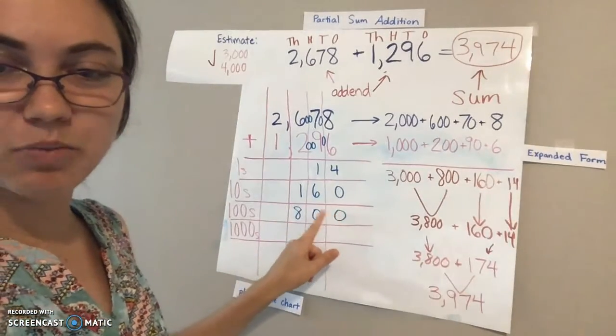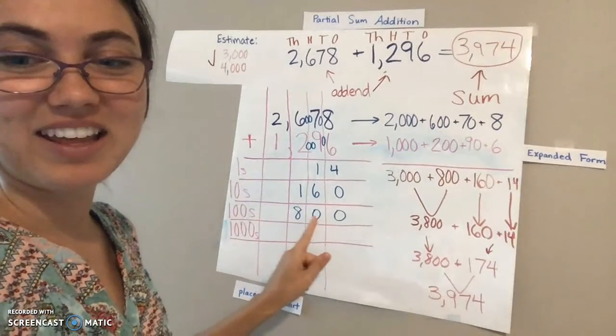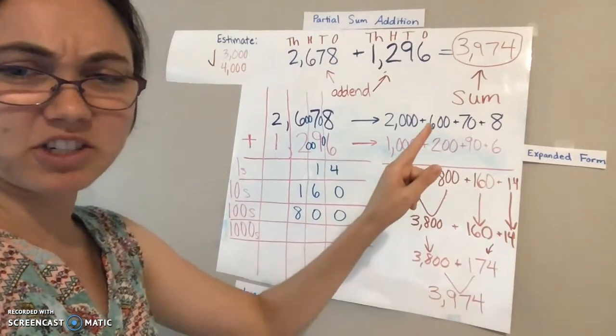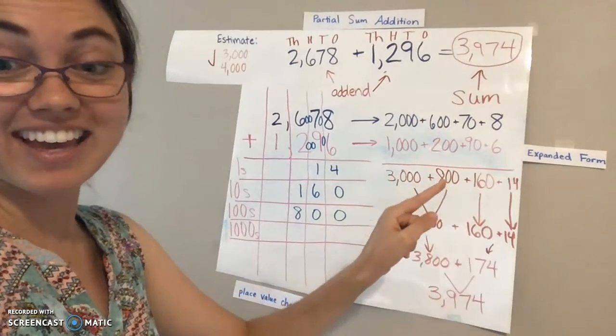Did I make sure I just had one digit in each square? Perfect. That was my hundreds row. I wonder if we got the same answer when we did partial sums. We added our hundreds. 600 plus 200, 800.